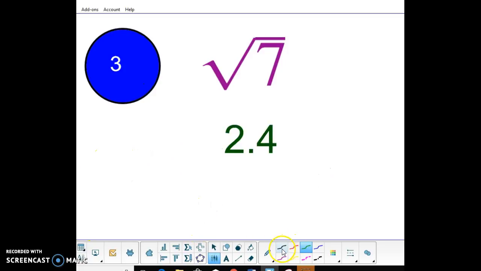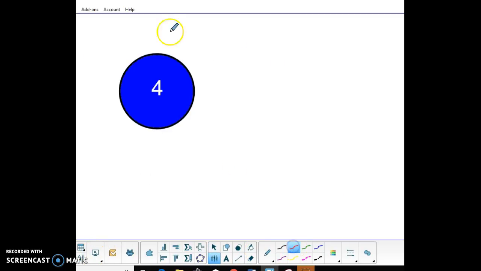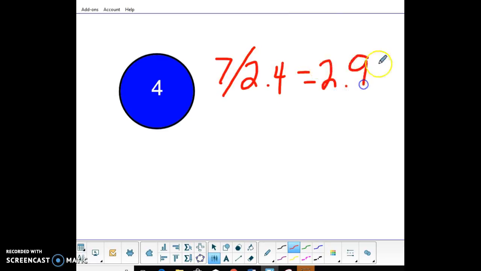Step 3. Next, you are going to divide your number by your guess. So I'm going to go 7 divided by 2.4, and when I do that, I get the answer of 2.92.